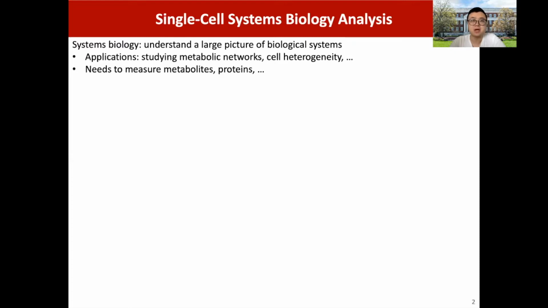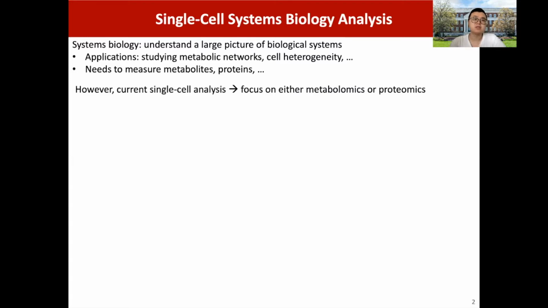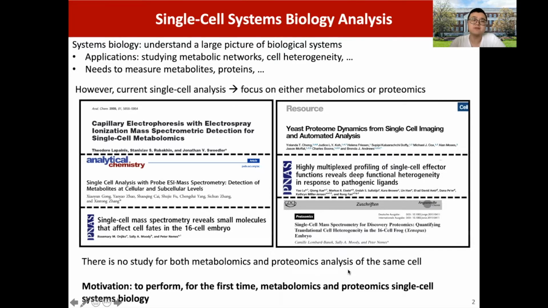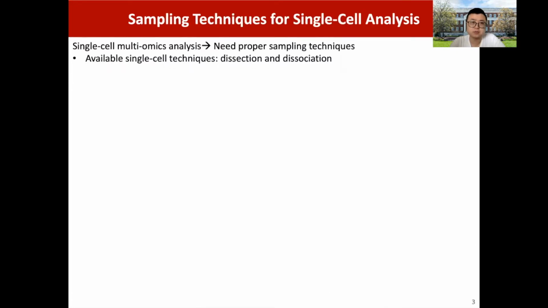To perform systems biology, people need to measure metabolites, proteins, and other biomolecules. However, the current single-cell analysis only focuses on either proteomics or metabolomics. Here are a few examples of single-cell analysis. There is no study for both metabolomics and proteomics analysis of the same cell. So our motivation is to perform, for the first time, metabolomics and proteomics single-cell systems biology. To do that, we need a proper sampling technique.